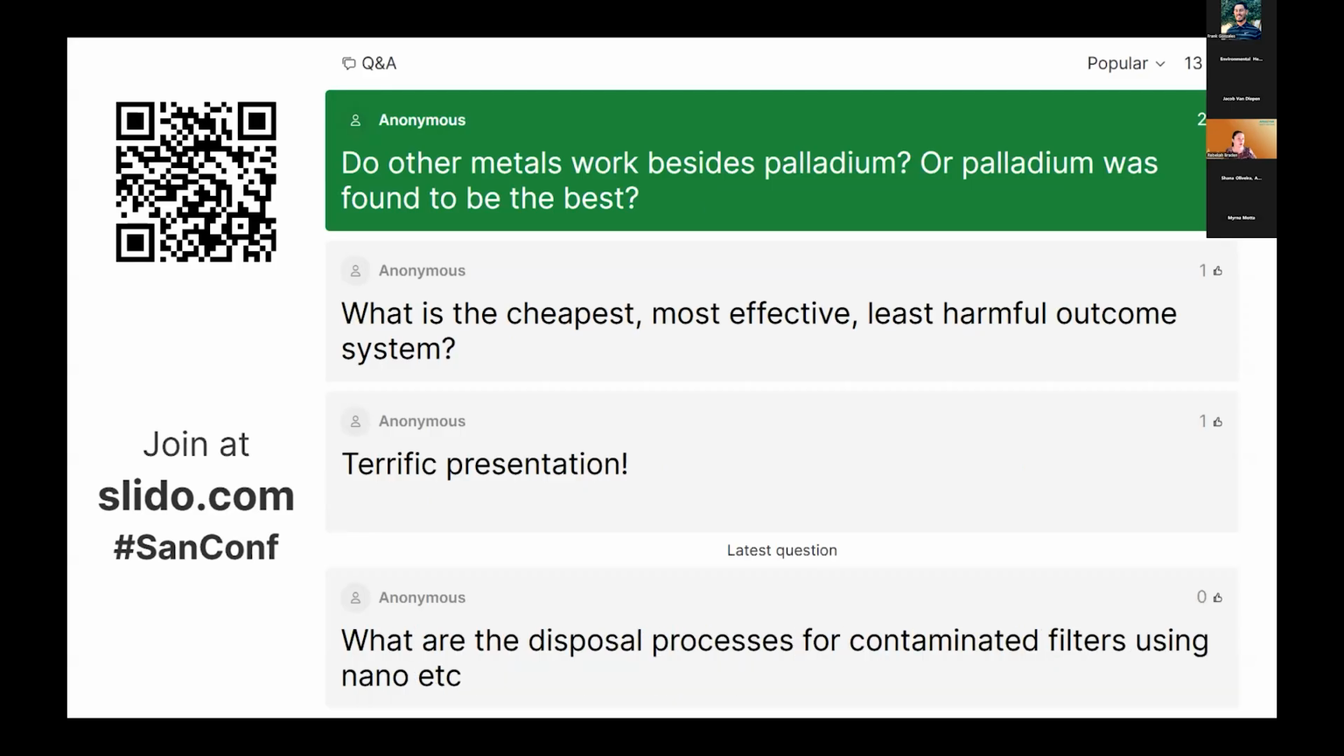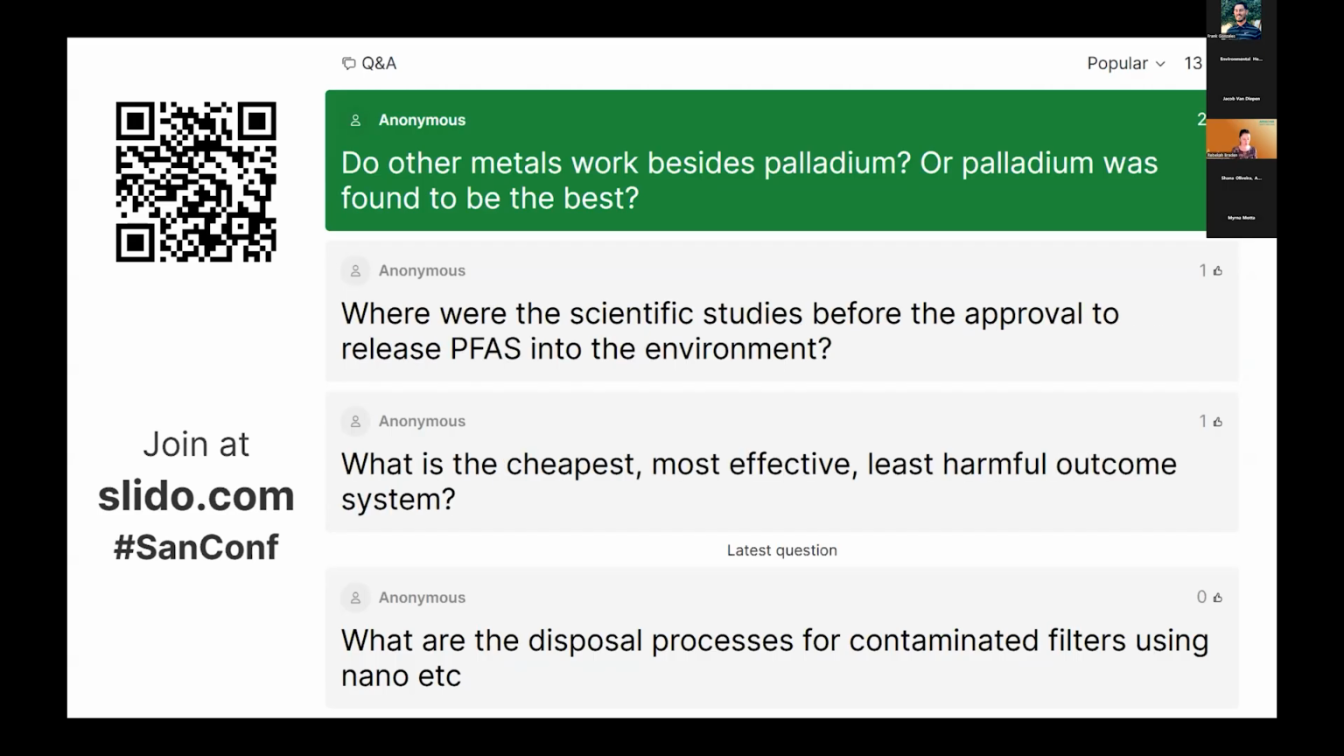Do other metals work besides palladium? That's a good question, and the answer is yes. We have tried a whole range of most of the platinum group metals. They all work. Palladium works the best, and I can briefly explain why palladium is so good at this.